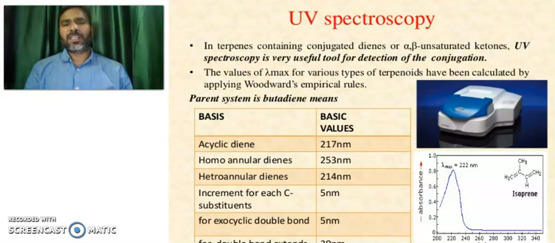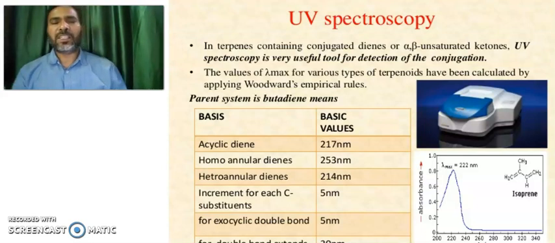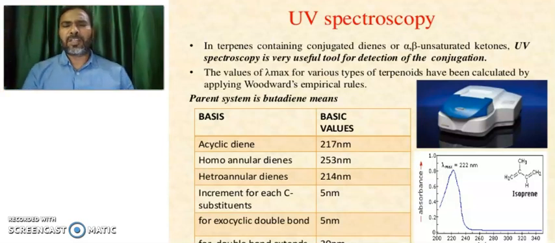So you can see isoprene, because this unit is present in your terpenoids. Isoprene lambda max 222 nanometer.